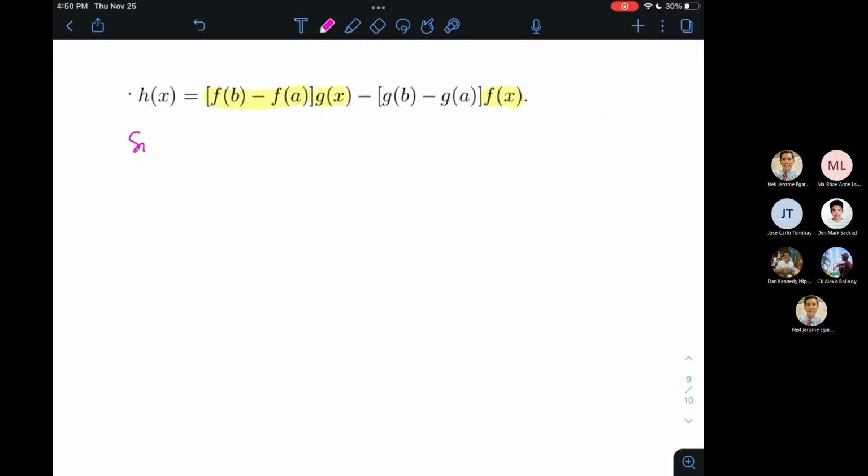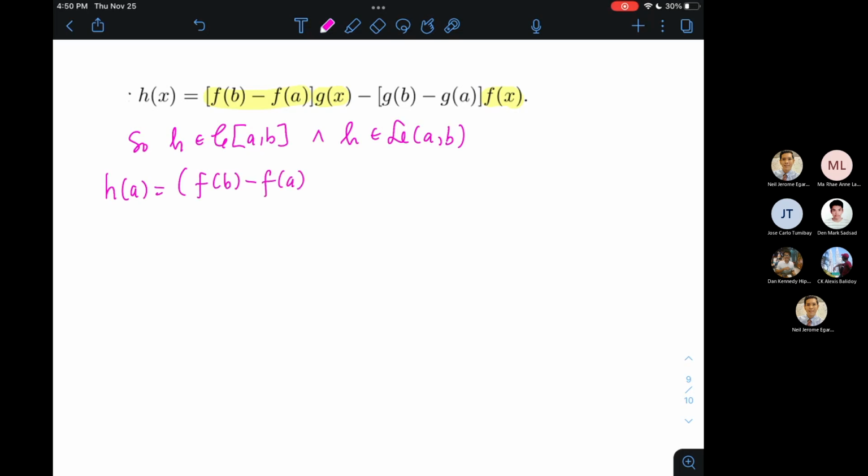So we can say that H is continuous on the closed interval and H is differentiable on the open interval. Okay. Again, na-inherit niya lang ito mula dun sa property ni G at saka ni F. Okay. And then para mag-apply si Rolls Theorem, H of A must be equal to H of B. Well, let's compute H of A. This will be F of B minus F of A times G of A minus G of B minus G of A times F of A.